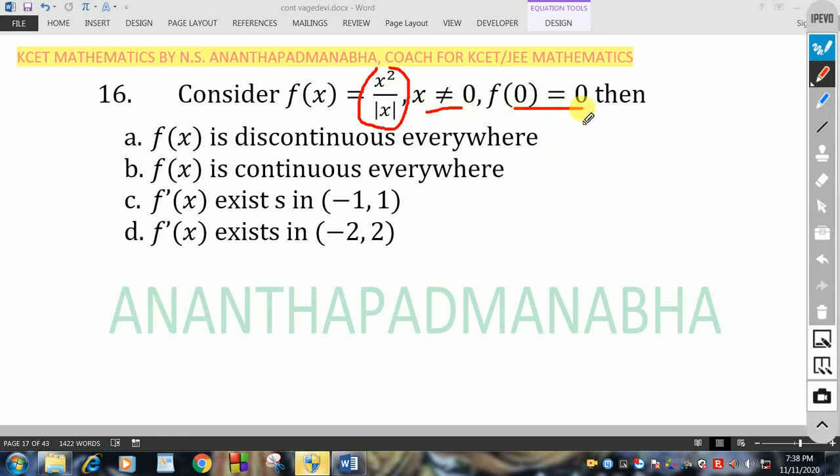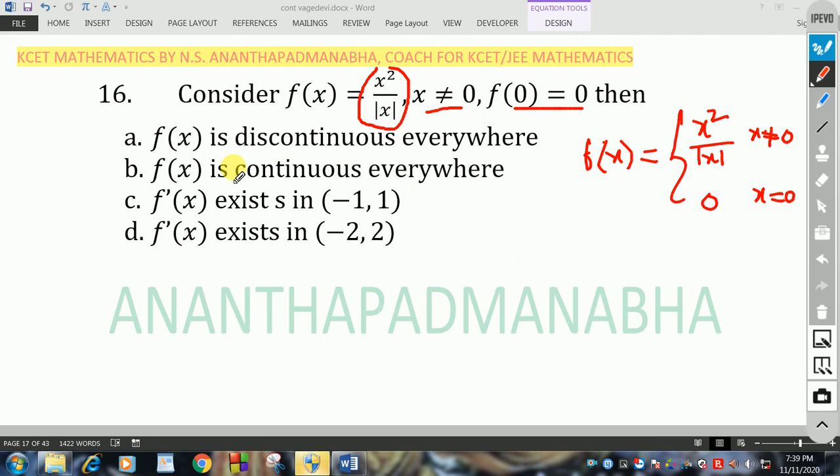f(0) is equal to 0. That is, the value of f(x) is 0 when x is equal to 0. So this is also actually a split function. It's like this: f(x) is equal to x square by modulus of x for x not equal to 0, and it is equal to 0 for x equal to 0.